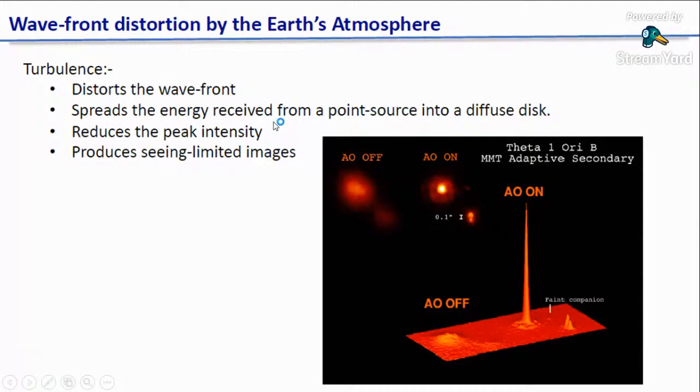So turbulence is distorting the wavefront, as we discussed earlier. It spreads the point source into a diffuse disk, reduces the peak intensity, and produces the seeing-limited image. And when the AO is not applied, we get a diffused disk, not a peak. But when the AO is turned on, we can get back a peak as we expected earlier. So in this image, you can see that this is a blurry image, and when we turn on AO, we get a focused image.